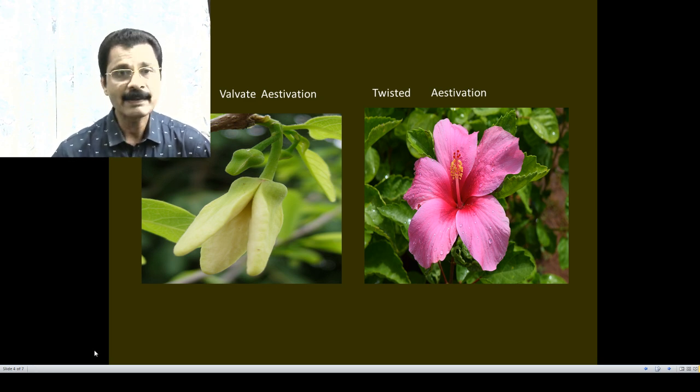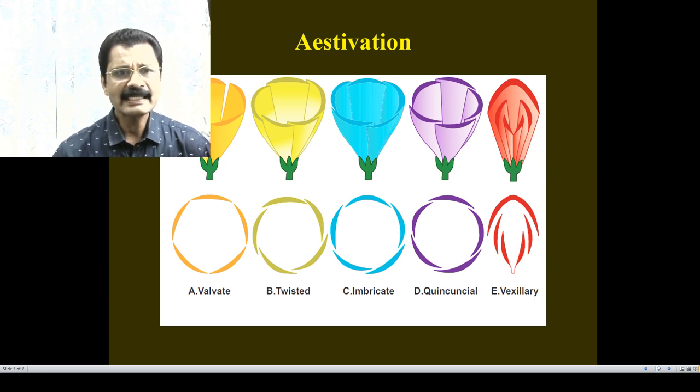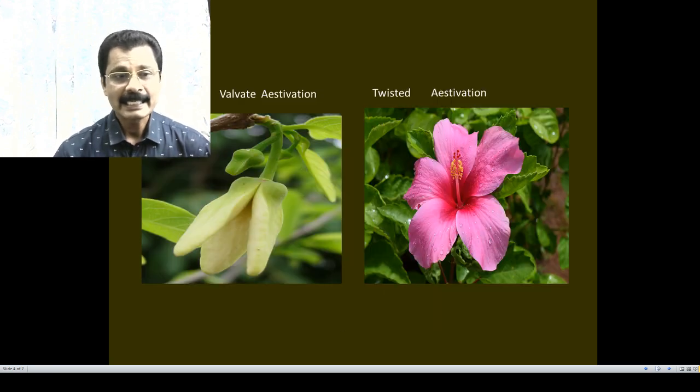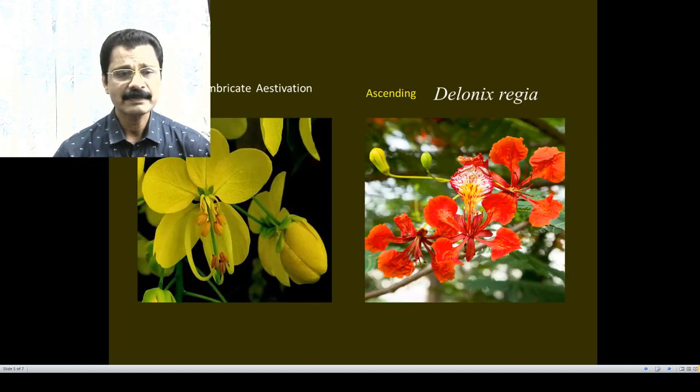Typical example is Annona. And the second one is twisted estivation. What is twisted estivation? In this case, sepals or petals are overlapping one above the other, their end walls on inside, on outside. A typical example is Hibiscus rosa-sinensis. See, in the case of hibiscus, there you can see twisted estivation. They are overlapping one above the other. Could you follow me?